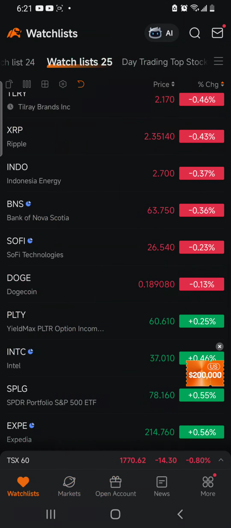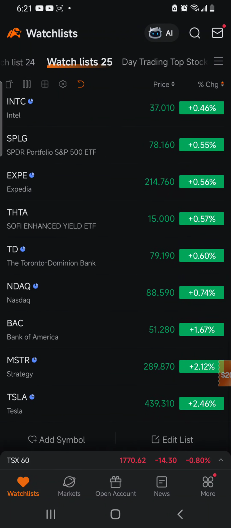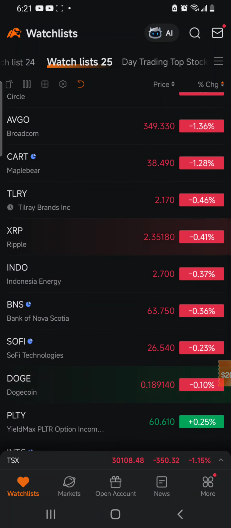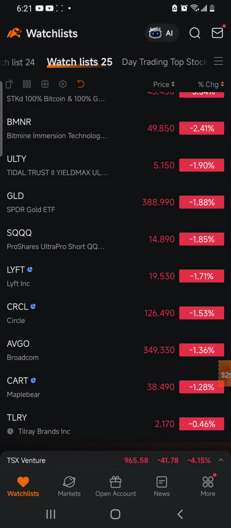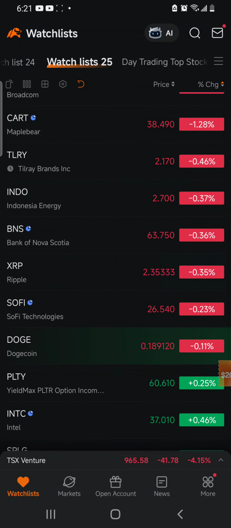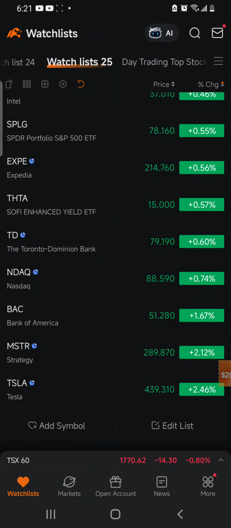This is PLTY. I'm looking for PLTR. I'm looking for Palantir. Where is it? That was the ETF for Palantir. I'm looking for the original stock.